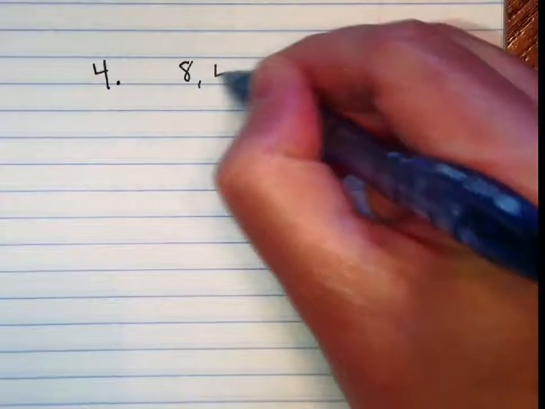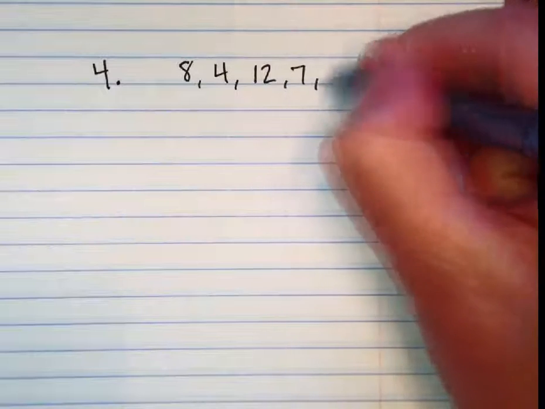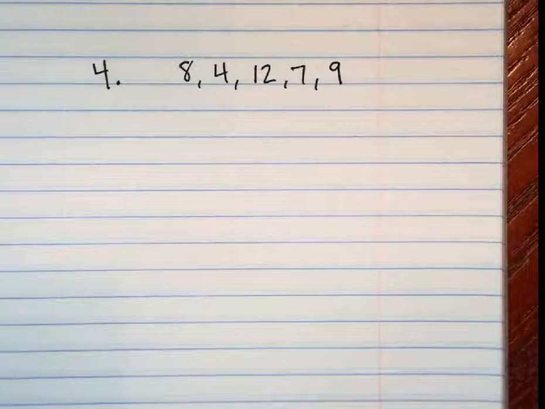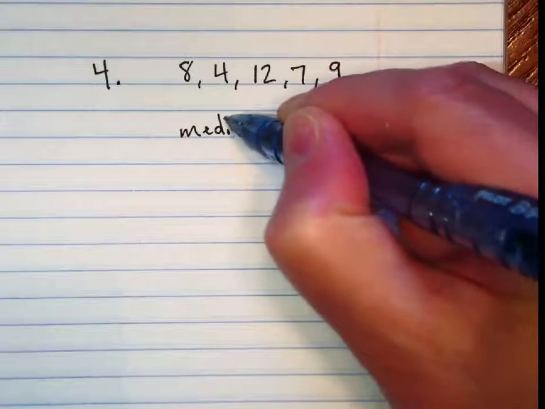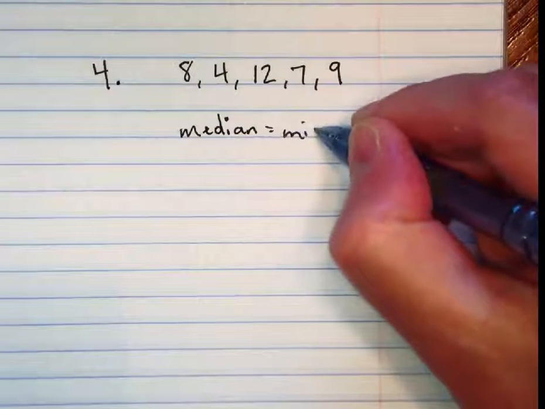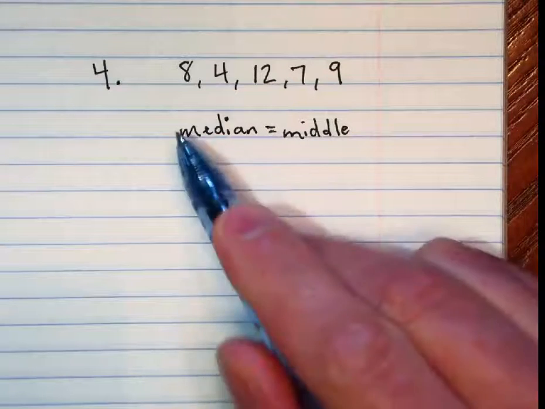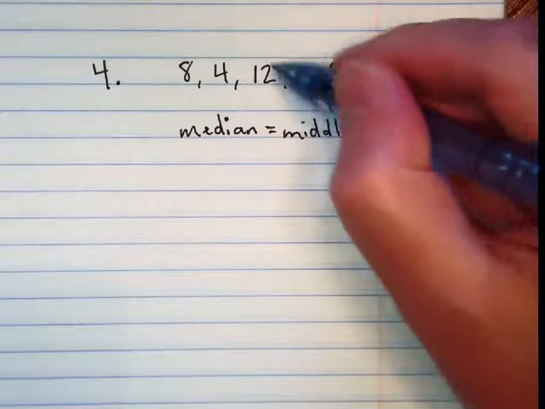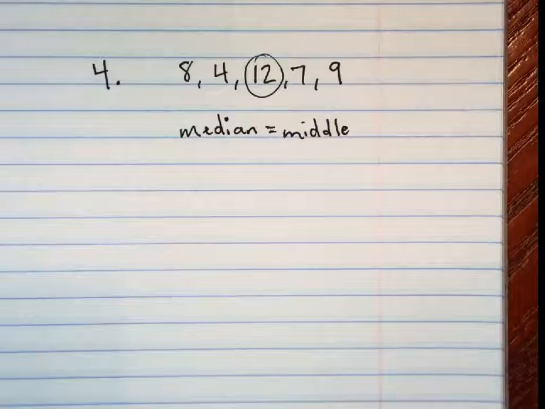Number 4. I'm going to write some numbers down. 8, 4, 12, 7, 9. There's my list of numbers, and I want to find the median of these numbers. So the median is the middle number. So the middle number of 8, 4, 12, 7, and 9 is 12, because 12 is right in the middle. And that is number 4.